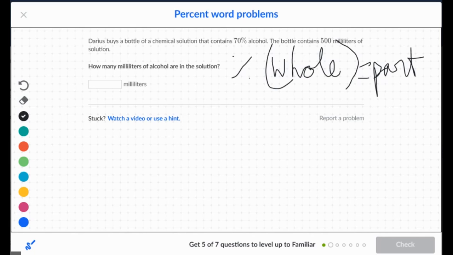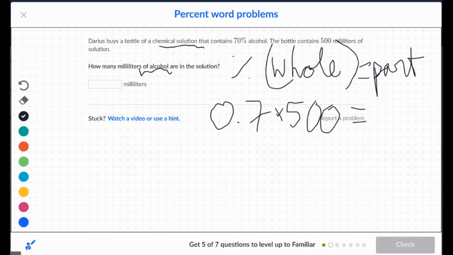And it says that it's 70% alcohol, so I've got 0.7. And then it says the bottle contains 500 milliliters of solution, and that's just the solution. So that's the whole, so that's going to be 500. And it says how many milliliters are alcohol. So we're just looking for the alcohol, not the whole thing. 0.7 times 500 is going to be equal to what?